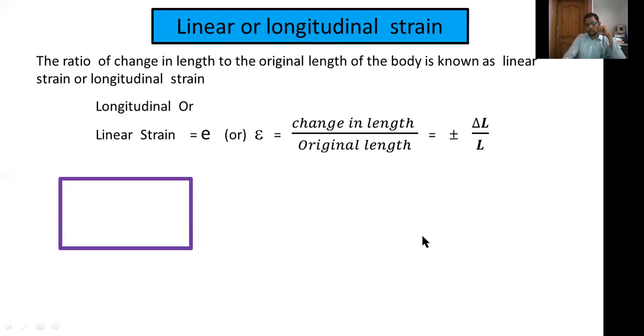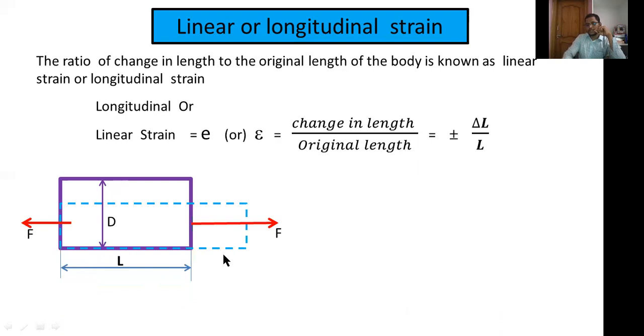This is the original shape of an object. I consider this as the original shape. This is the original diameter. Before loading, the diameter of the bar is capital D and the original length is L.